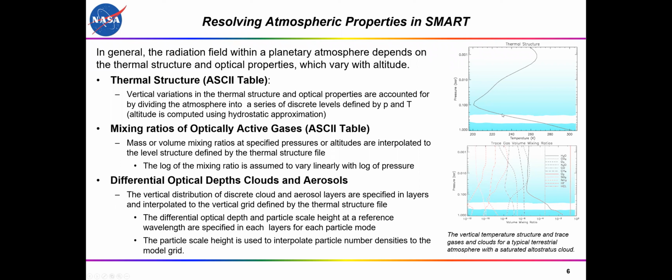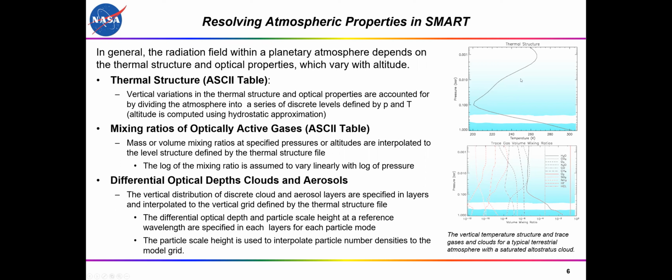I then specify optical mixing ratios for optically active gases at each level of the atmosphere. They don't have to be specified on exactly the same grid used for the thermal structure grid. They'll be interpolated to that grid. So the thermal structure grid is the reference vertical grid used in this calculation. We then do the same thing with differential optical depths for clouds and aerosols. We basically map all of those back to this thermal structure grid.